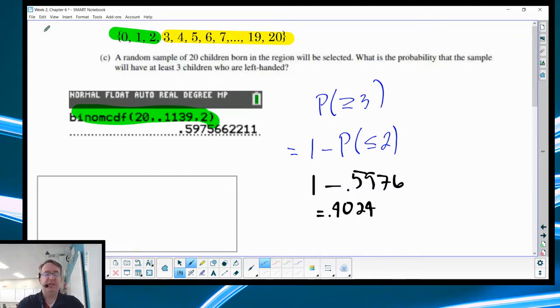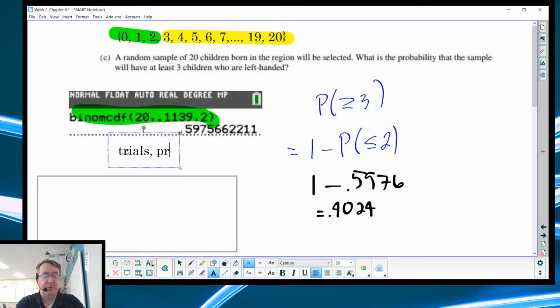Now, when you type this into your calculator, the first thing is going to be trials, and then you're going to have your probability. And then the last one is going to be the X value that you're looking for. All right, so that's how you would label this out. And that's it. You can see it relies a fair amount on the probability. They just take it a little bit extra from there.